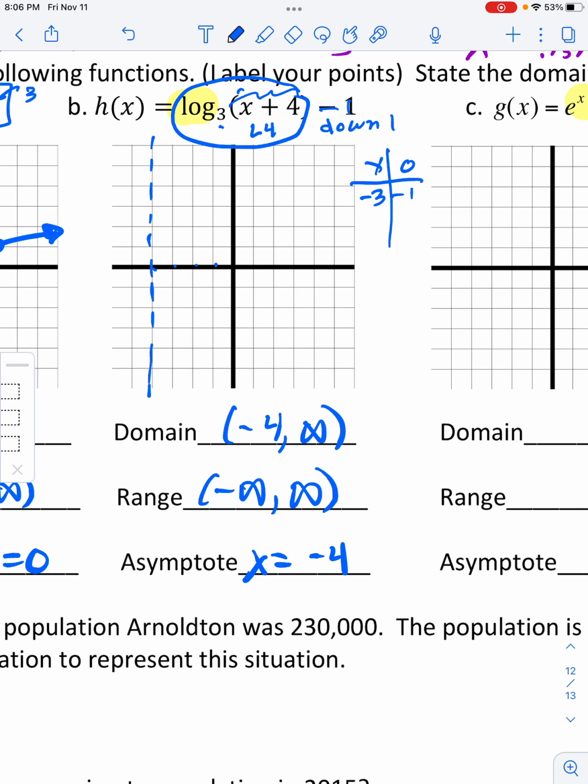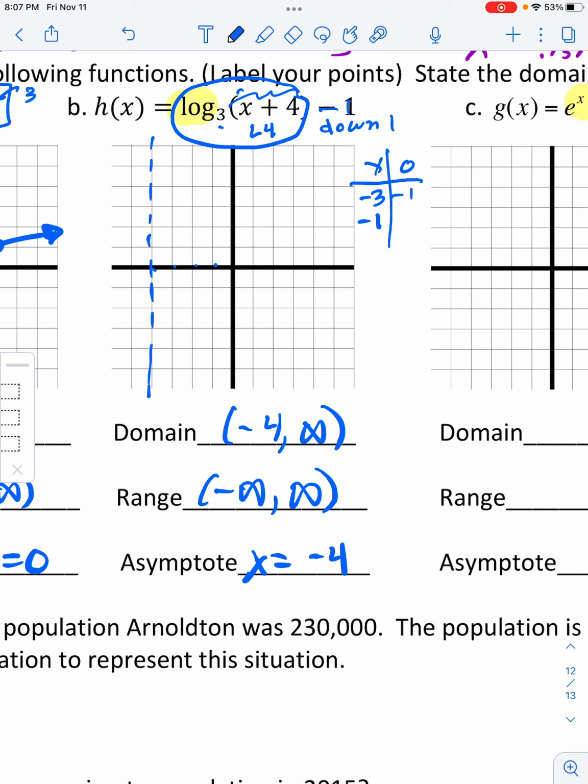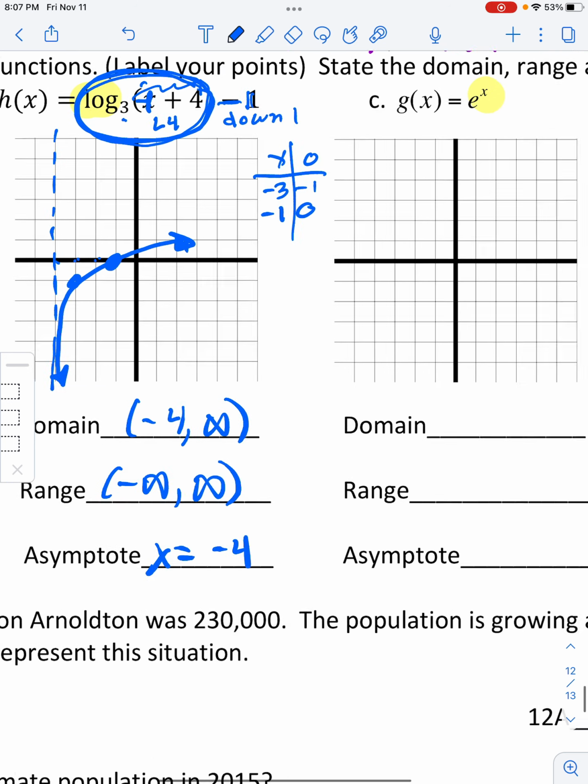Okay, what if I put in a negative 1 for x? Because if I put in a negative 1 here, negative 1 plus 4 is 3, and this part would be asking 3 to what power is 3, and the answer to that would be 1, but then I'd subtract 1 and get 0. So negative 1, 2, 3, down 1, and negative 1, 0. Thankfully, I have an idea what a log graph looks like, and I can come up along the asymptote and shoot out that way and not have to do more thinking to get more points.